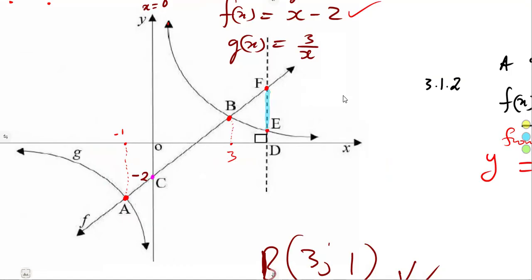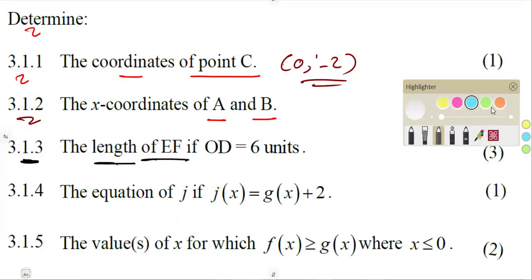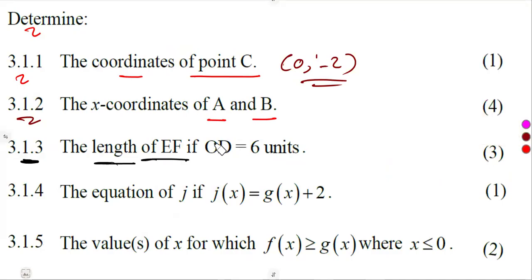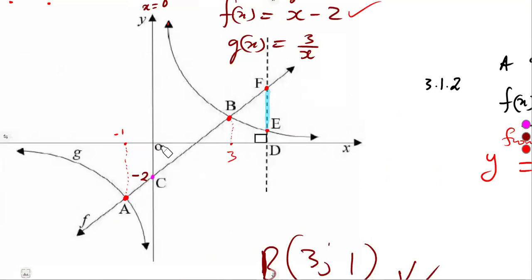But they are saying, it's a statement that you must consider: if OD is equal to 6 units, from point O to point D like this, it is 6 units. So if it is 6 units, it simply means at point D here, the value of x is 6. The distance from the origin to D is 6 units.